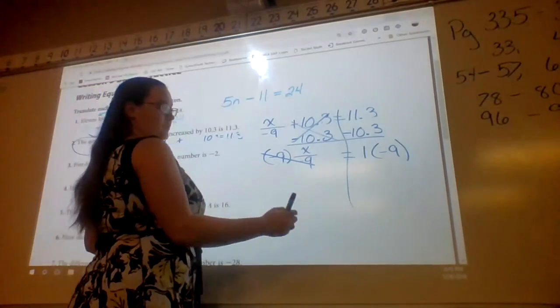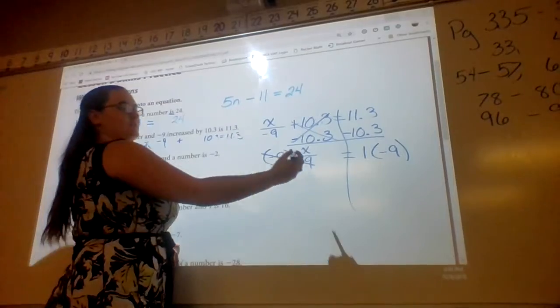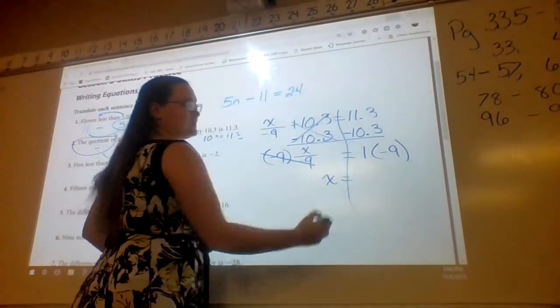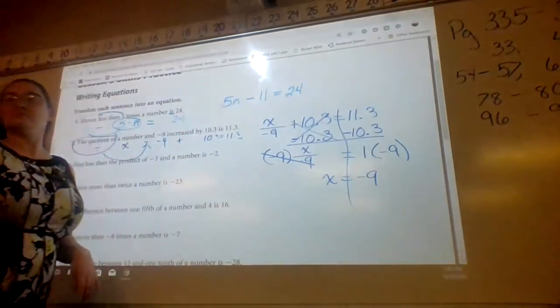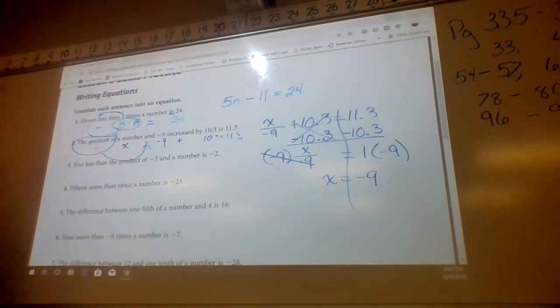Negative 9. What's remaining on the left-hand side? X. X equals, what's 1 times negative 9? Negative 9. So, Omen, you can solve stuff like that. I've seen you solve stuff like that. You can do it now.